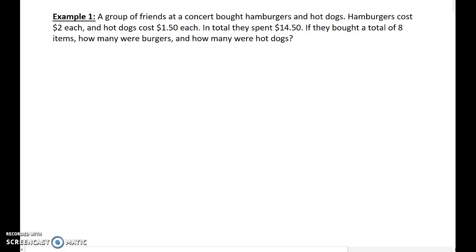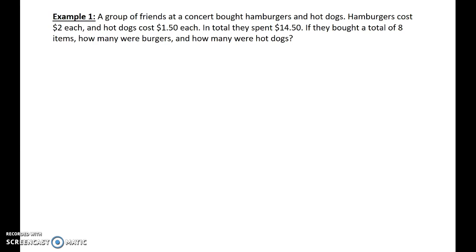Hello, and welcome to this first example of a word problem in systems of equations. If we read through the problem quickly, it says a group of friends at a concert bought hamburgers and hot dogs. Hamburgers cost $2 each and hot dogs cost $1.50 each. In total they spent $14.50. If they bought a total of 8 items, how many were burgers and how many were hot dogs?